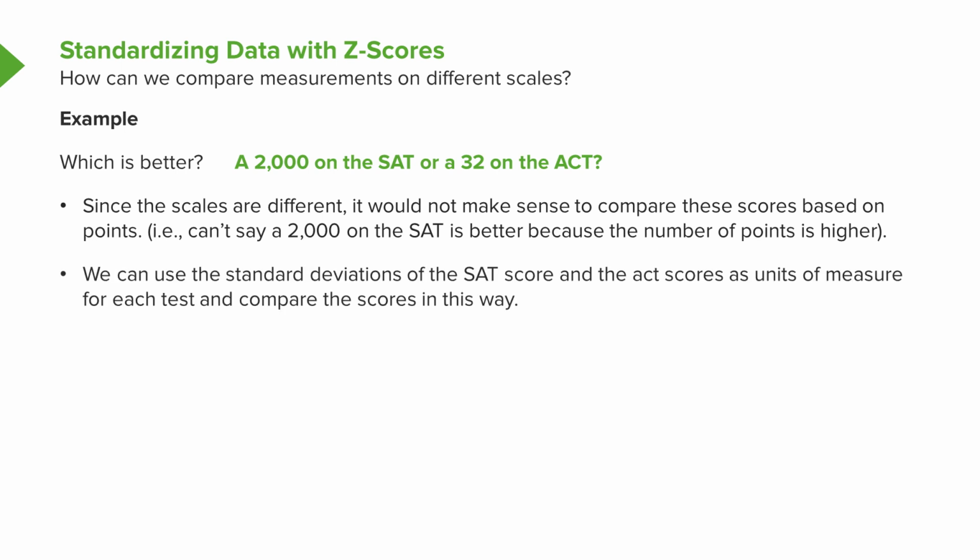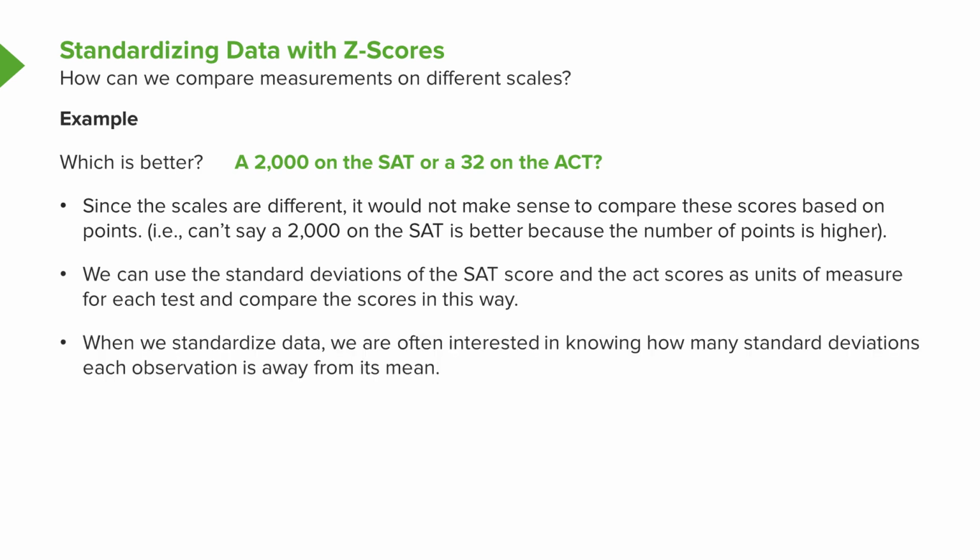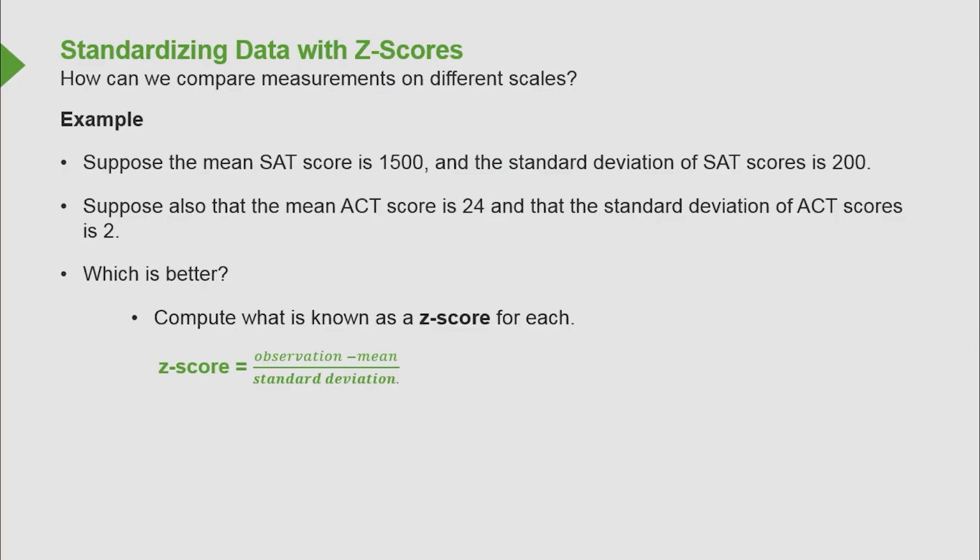So what we can do is use the standard deviations for the SAT scores and for the ACT scores as units of measure for each test and compare the scores in this way. So when we standardize data, we're often interested in knowing how many standard deviations each observation is away from its mean. So how can we figure out how many standard deviations away each test score is from its mean? Well, let's suppose that the mean SAT score is 1,500 and that the standard deviation for SAT scores is 200. Let's also suppose that the mean ACT score is 24 and that the standard deviation of the ACT scores is 2.